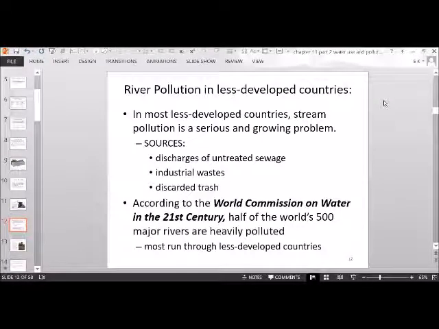And then we're going to just go into river pollution in less developed countries. In most less developed countries, stream pollution is a serious and growing problem. And the sources of that pollution includes discharges of untreated sewage, industrial wastes, and discarded trash. According to the World Commission on Water in the 21st century, half of the world's 500 major rivers are heavily polluted, and most of them run through less developed countries.